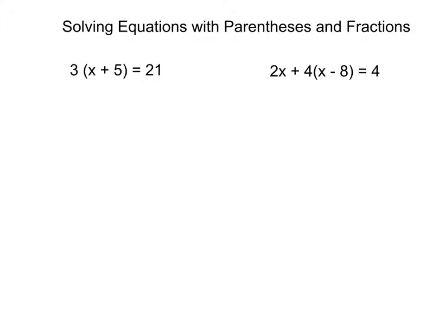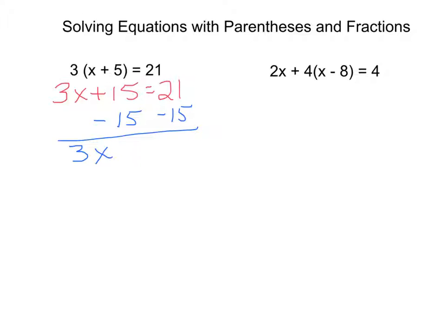In the first equation I have here, 3 times the quantity x plus 5 equals 21, I would use the distributive property and rewrite it as 3x plus 15 equals 21. Once that's done, now it's just a simple two-step problem. I'm going to subtract 15 from both sides, and after simplifying I get 3x is equal to 6, and then dividing both sides by 3, I get a final answer of x is equal to 2.